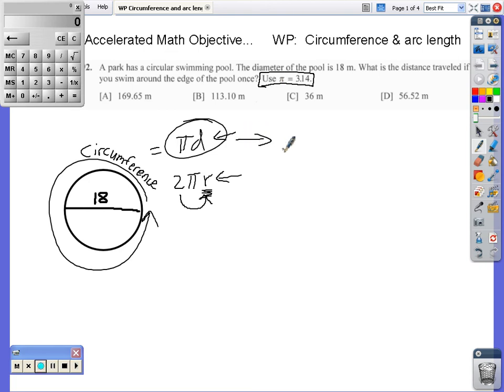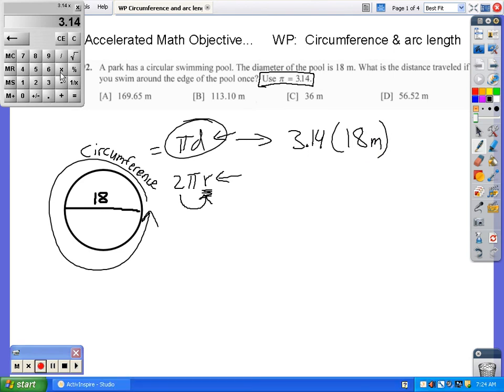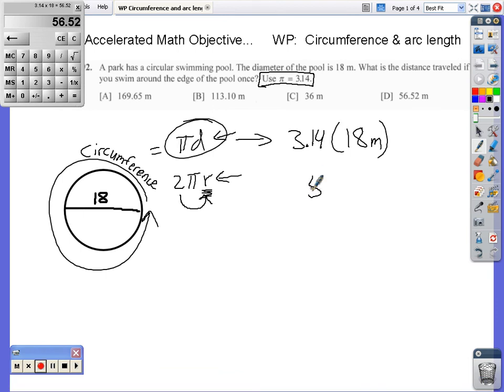So I'm going to use this formula: 3.14 times the diameter, which was 18 meters. So we've got 3.14 times 18, and that's 56.52. 56.52 meters. It's not meters squared, it's meters, as in terms of length.